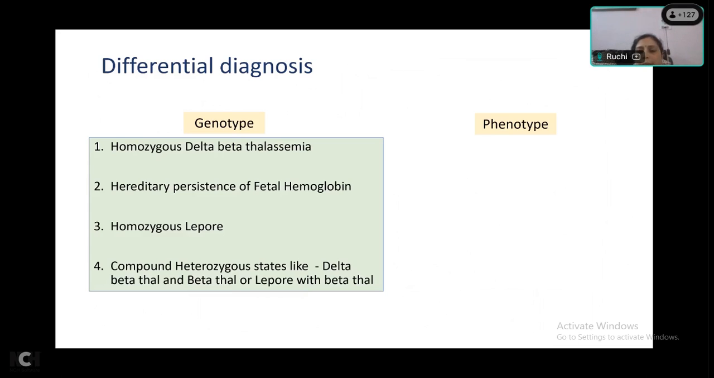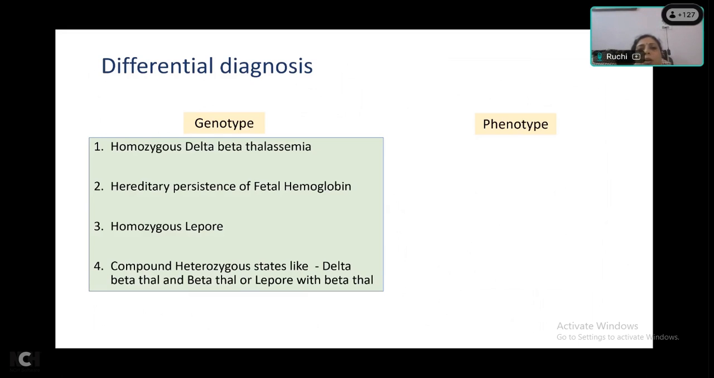There could be homozygous delta beta thalassemia. Neither delta gene nor beta gene is present, so HbA2 cannot be made and HbA cannot be made either. So what will all of it be? HbF. And the other condition is HPFH. What else? Homozygous Lepore. What other compound heterozygous states, like delta beta thal, or a combination of basically 1, 2, and 3.